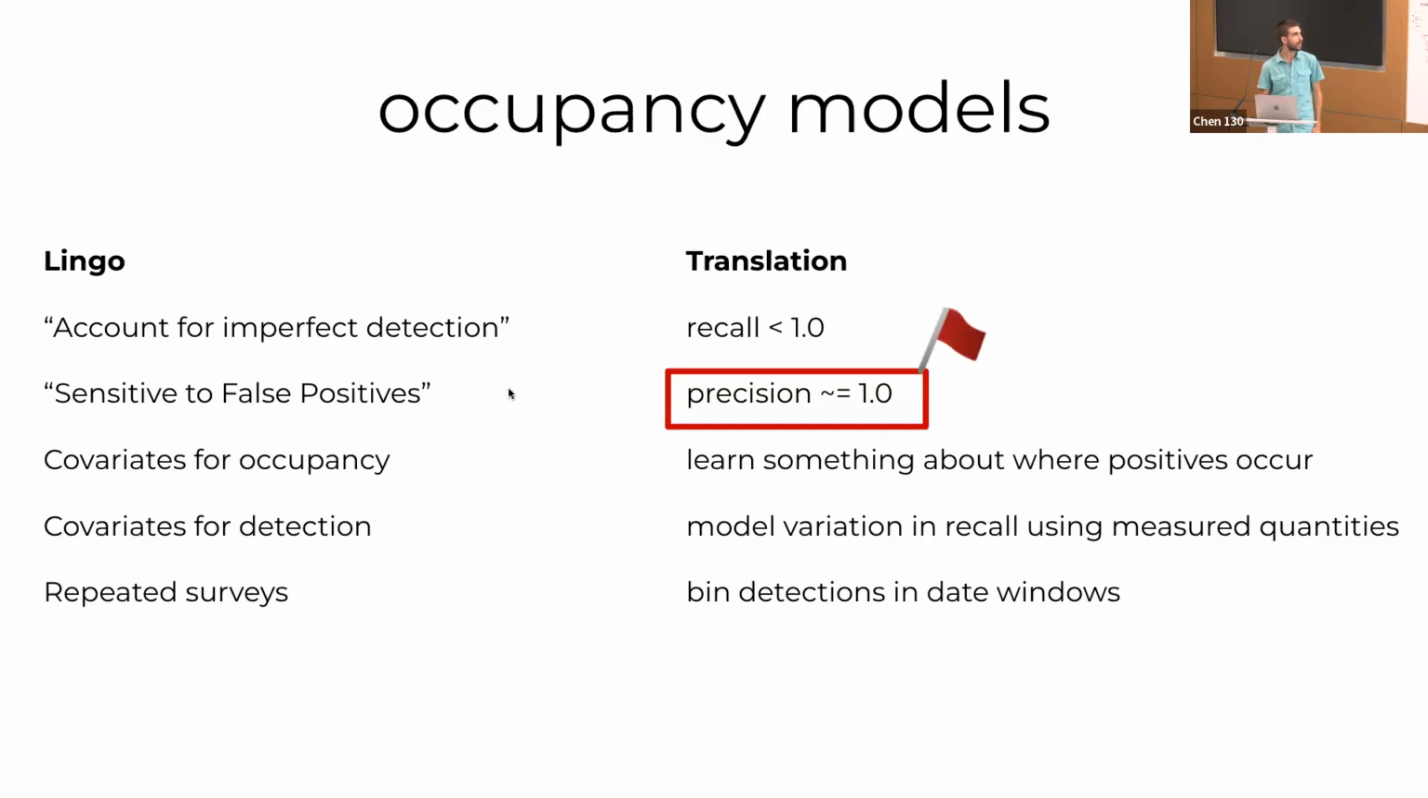And I'll just put a red flag here on the precision equals 1 because that's the part we're going to have to watch out for when we use our machine learning models for an occupancy modeling context.